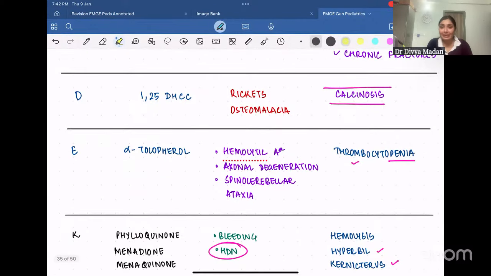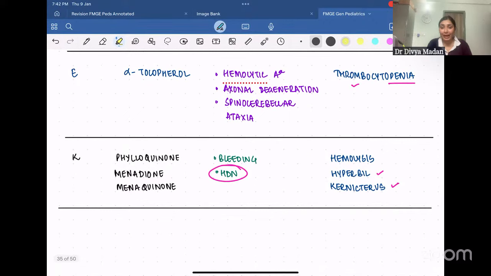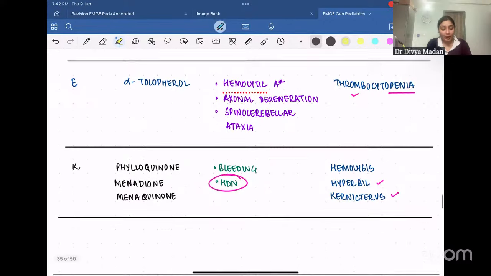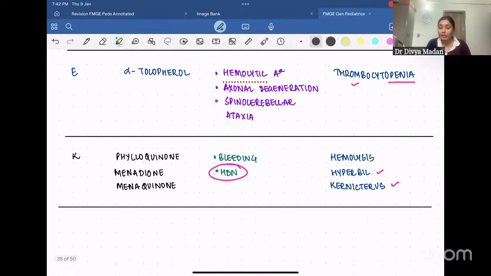So the toxicity of vitamin A affects the lysosomes, causes pseudotumor cerebri, exfoliative dermatitis, chronic fractures, right? Then comes vitamin D. The active form of vitamin D we all know is 1,25 DHCC. The deficiency causes rickets, osteomalacia, and excess would cause calcinosis. We have vitamin E. The active form is alpha tocopherol. The deficiency causes hemolytic anemia, axonal degeneration, spinocerebellar ataxia, and the excess will cause thrombocytopenia.